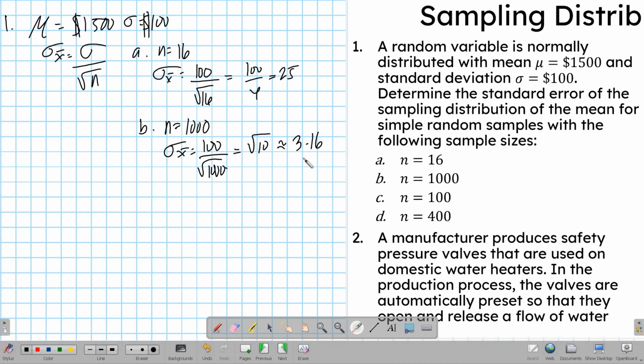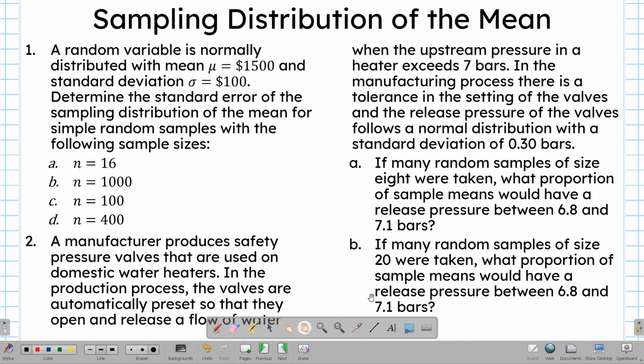Letter C and D, I will leave that to you as your own practice. Let's now go to number 2. Number 2 is a bit long, so let's extend it like this.